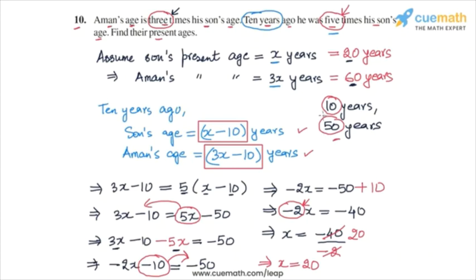So Aman would have been 5 times as old as his son. And this is what we are told in the problem statement. So the answer is correct, that we obtained. The present ages of the son and Aman are 20 years and 60 years respectively. And this completes question number 10.